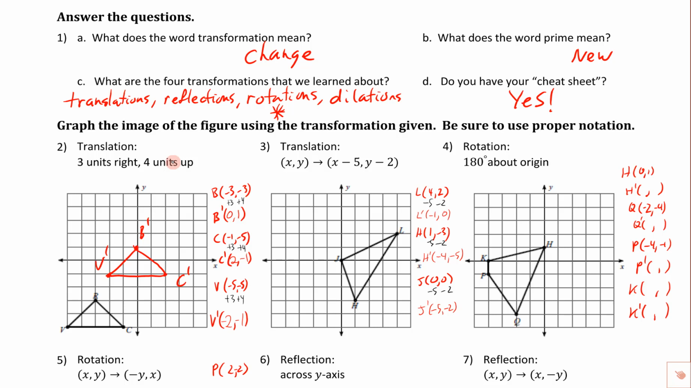All right, let's take a look at this translation, another one. This one is written in rules, so it says we're going to subtract 5 from every x coordinate. We're going to subtract 2 from every y coordinate. So I've got those down here, and I've even got the answers. Let's just double check and make sure that we got this right.